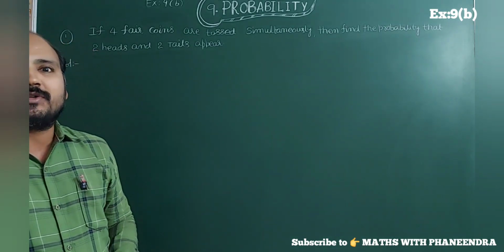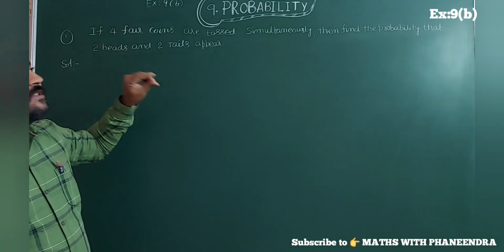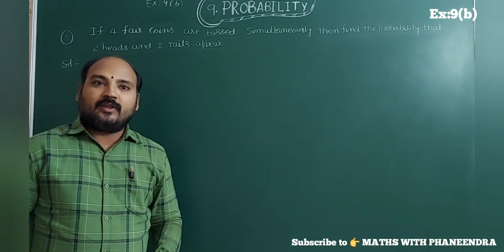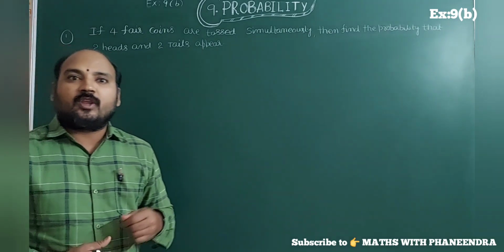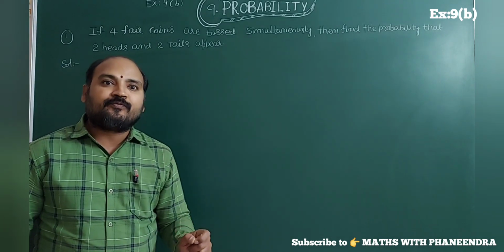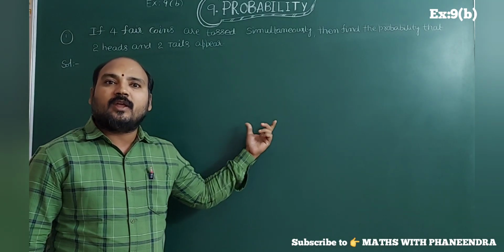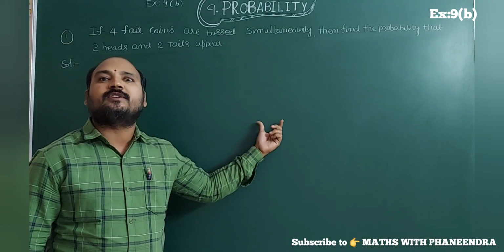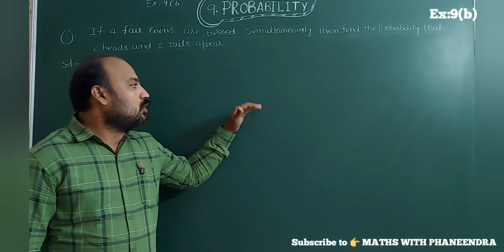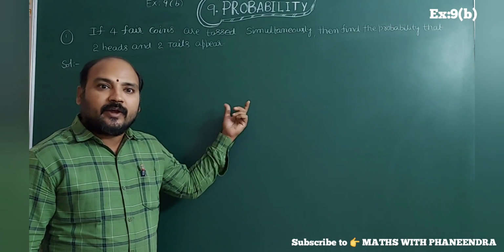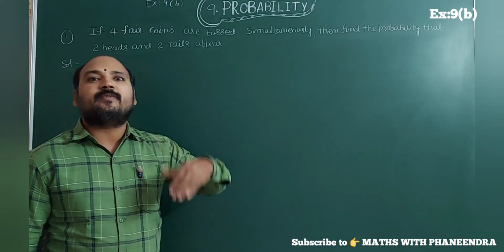First, we have to know what the sample space is when 4 fair coins are tossed. In the earlier classes, we discussed the tossing of a coin. In an experiment of tossing a coin, if you toss one time, you will get either head or tail. Therefore, the sample space is S equal to {H, T}. Suppose you toss the coin twice: HH, HT, TH, TT. These are the possibilities we are getting.